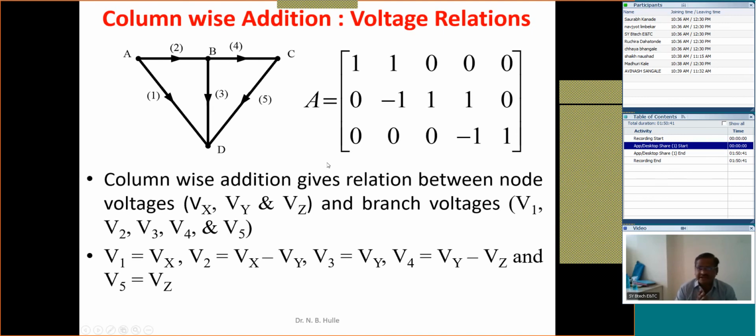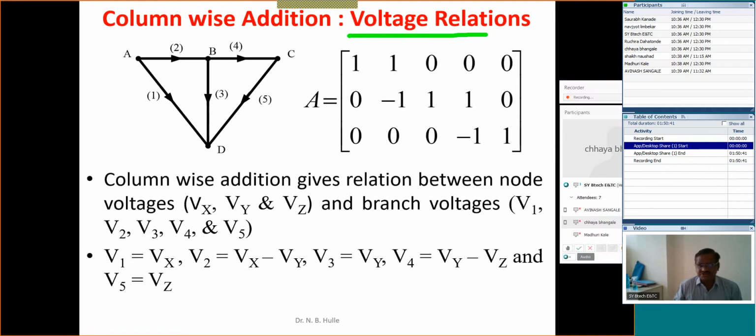The column-wise addition of the elements in the reduced incidence matrix, that is what I mean to say. How is the column-wise addition? That column-wise addition will give the voltage relations. Is it right? It gives the voltage relations. How these are the voltage relations, that is what we are trying to understand here.